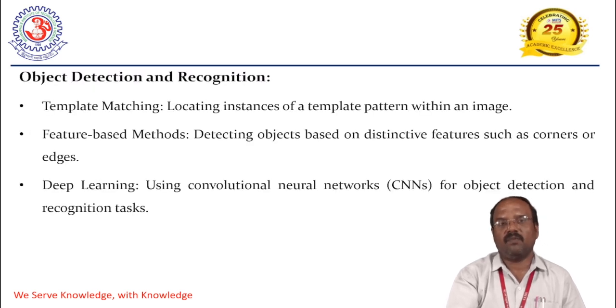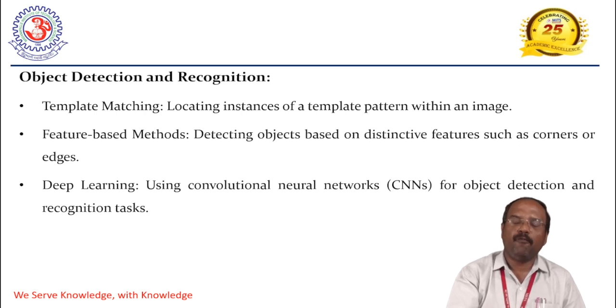And the finest thing which we are going for is image processing using deep learning. This is one of the fine steps, that is object detection and recognition. In object detection and recognition, we are going with template matching. That is locating instances of your template pattern within images. That is template matching. Second thing, we are going for feature based methods. That is detecting objects based on distinctive features such as corners or edges. That comes in feature based methods.